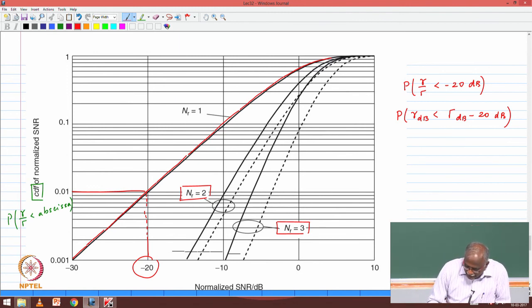So by looking at these CDFs and by spending some time with them, you can actually get a lot of insight into the benefit. Don't worry about the dashed lines, that is for optimal diversity. So there is optimal diversity which will do better than the selection diversity, and this is just to show that, but eventually we will get to that point as well.